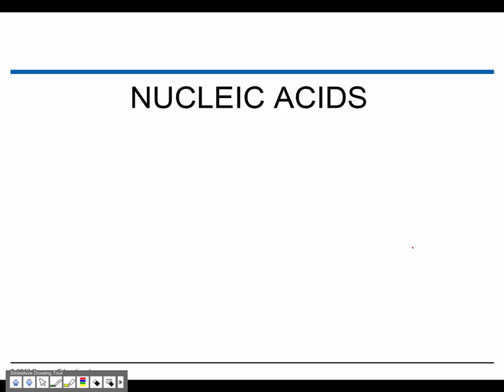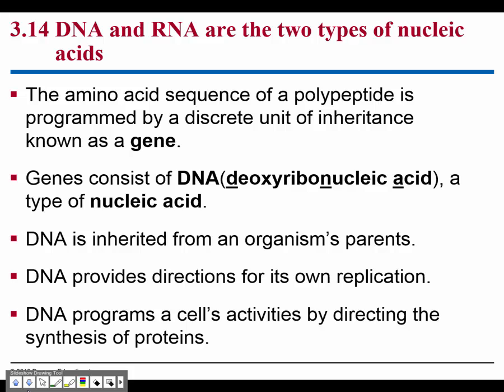Okay, so we talked a lot about proteins and the different structures. Be able to identify those structures for the test. So, nucleic acids. Okay, let's talk about nucleic acids. The amino acid sequence of a polypeptide is programmed by a discrete unit of inheritance known as a gene. So the definition of a gene is a discrete unit of inheritance.